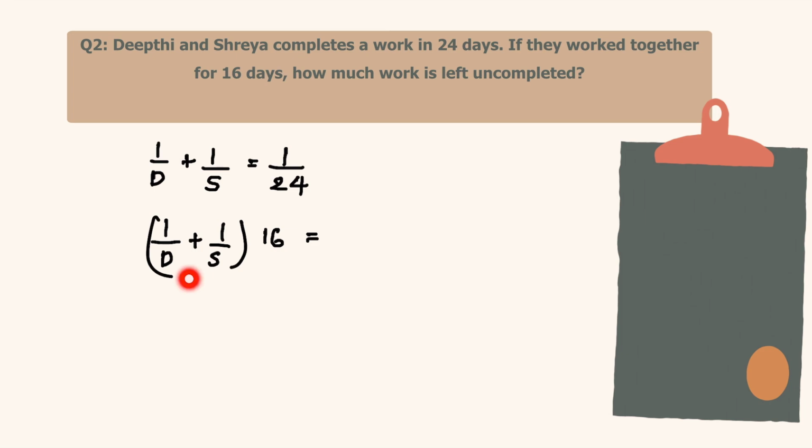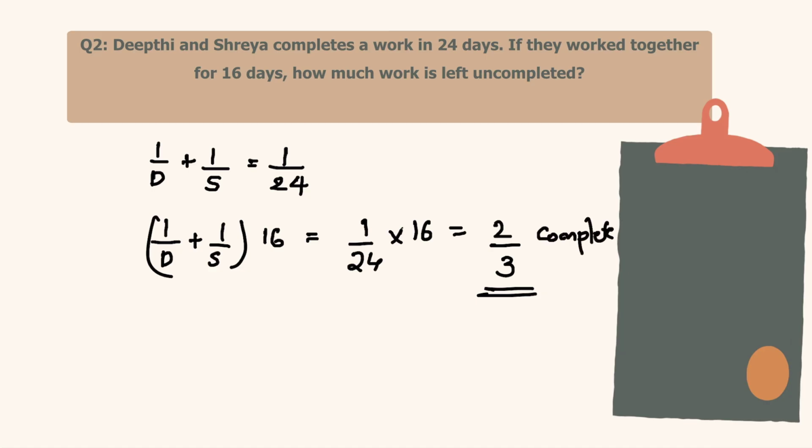Here 1 by D plus 1 by S is given as 1 by 24. We can substitute this in here. So we will get 1 by 24 into 16. That means 2 by 3. So 2 by 3 work is completed.